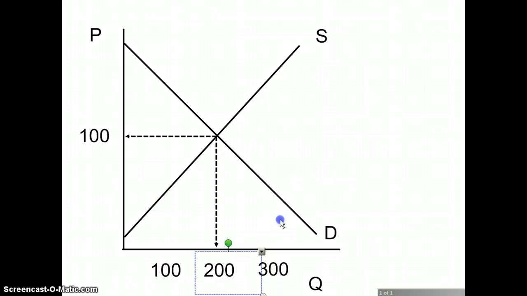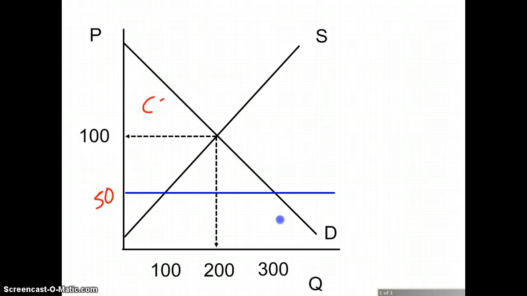If a price ceiling is imposed in this market, let's say a price ceiling of 50 is imposed, what we want to see is what is the impact on consumer and producer surplus. Before the price ceiling, this would be the consumer surplus, and this would be the producer surplus. If a price ceiling is imposed, only approximately 100 units of this good will be produced. So this will greatly limit the output and diminish the consumer and producer surplus.